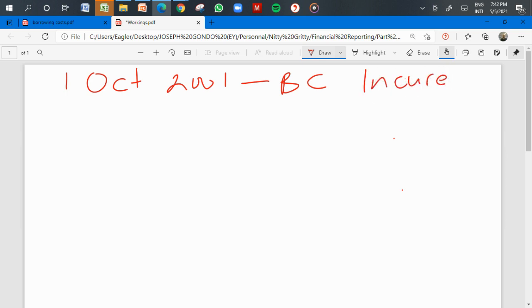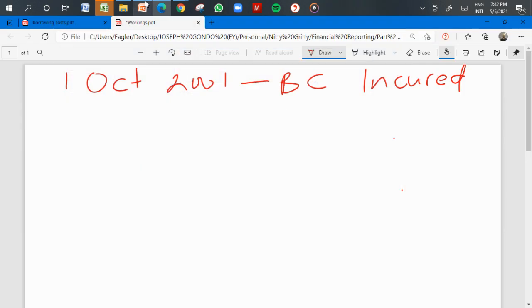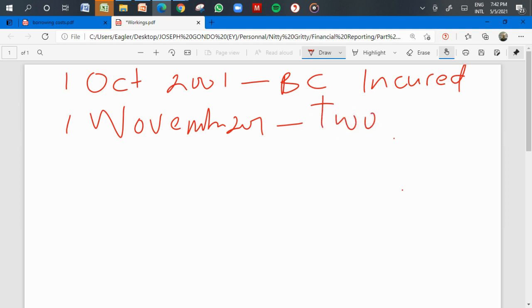Okay, so we have these important dates here. The first date is 1 October 2001. We say borrowing costs are being incurred, so it's one criteria met. Then we have this date, which is 1 November 2001 again. The other two criteria are met. So that means we're going to start capitalization on 1 November.